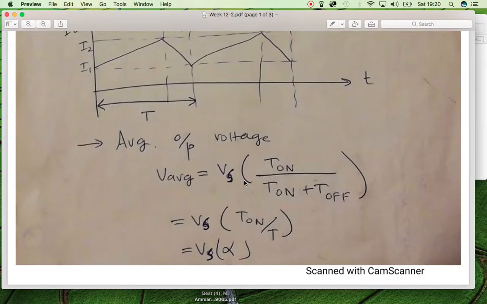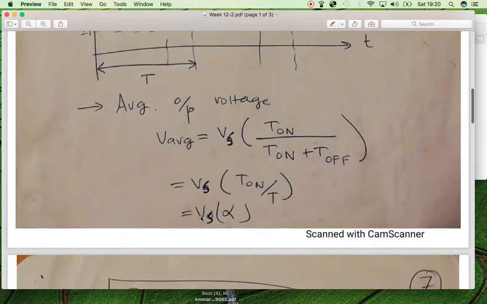If we are able to calculate the average output voltage on the load side, then we have this formula in which we have the supply voltage and the duty cycle, which is T on by T on plus T off, and we can call this parameter alpha.